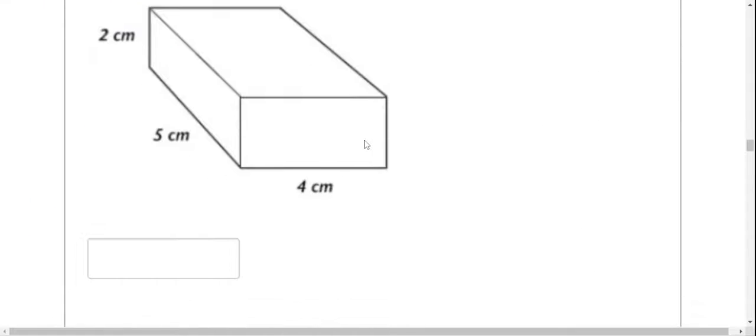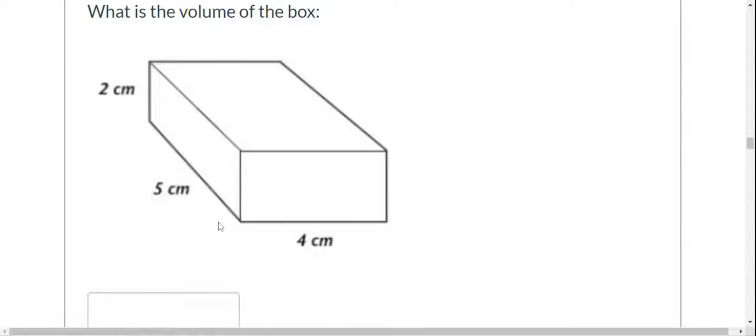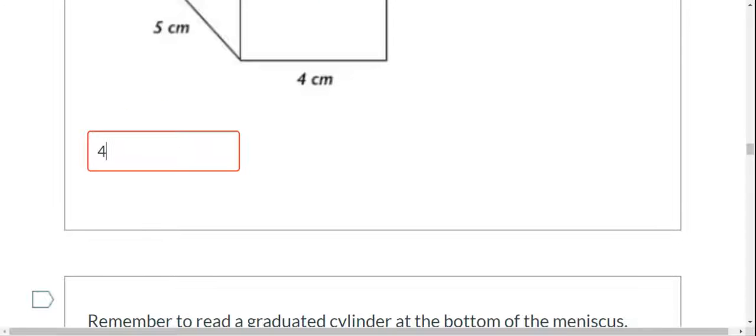Then I had you calculate the volume of this box. So we take our length times our width times our height. 2 times 5 is 10, times 4 is 40. So 40 centimeters cubed. That's the way I actually wrote it.